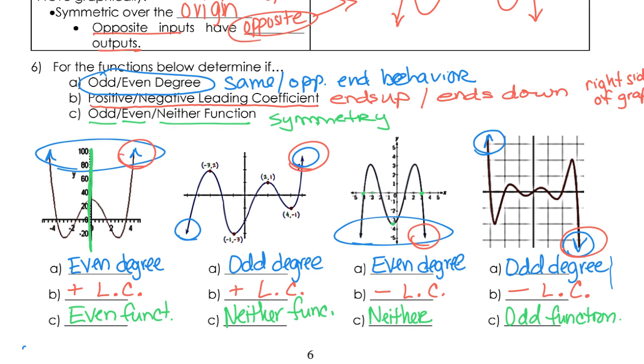All right. Whereas graph number 2 was an odd degree, but it was not symmetrical through the origin. And so it was neither. All right. So you guys can kind of see the difference between even degree, odd degree, and even function and odd function. All right. Just because you're an even degree doesn't mean you have to be an even function. Okay, you have to have that same symmetry in order to be. All right.